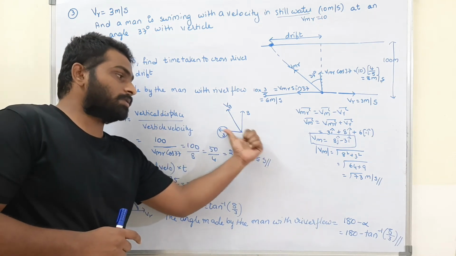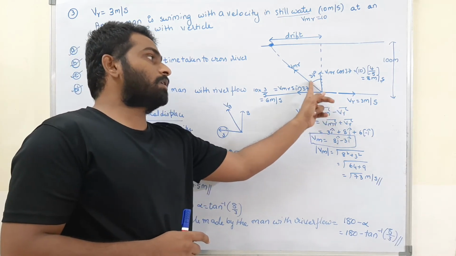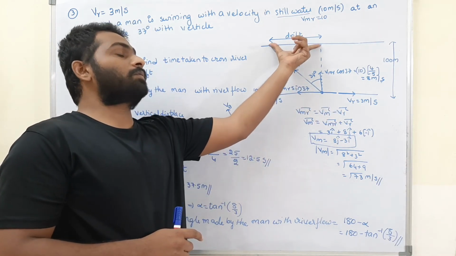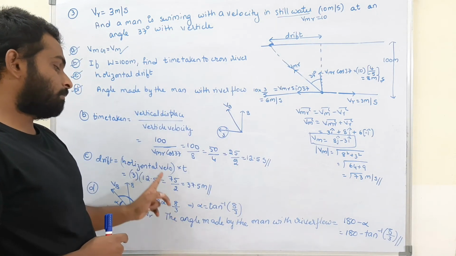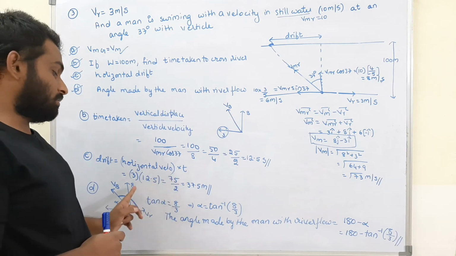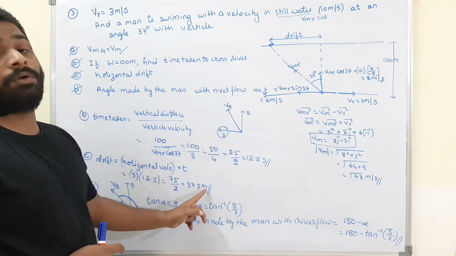What is the drift? Because of this 3 meters per second, where will the boat reach? The boat will be somewhere here. This is the drift. Drift is equal to horizontal velocity into time. The horizontal velocity is 3, so 3 into 12.5. That is nothing but 37.5 meters.